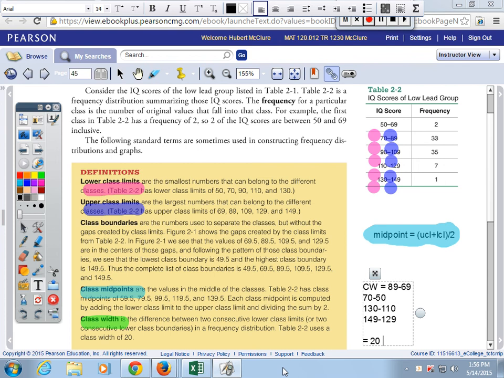Now, where did I get those numbers? These two guys, the first two, 89 minus 69, 70 minus 50, 130 minus 110, 149 minus 129. I just picked two class limits and subtracted them. Now, can I go 149 minus 70? No. They have to be continuous.